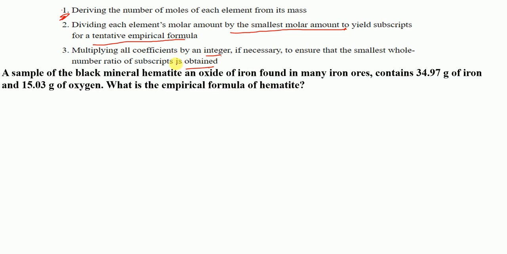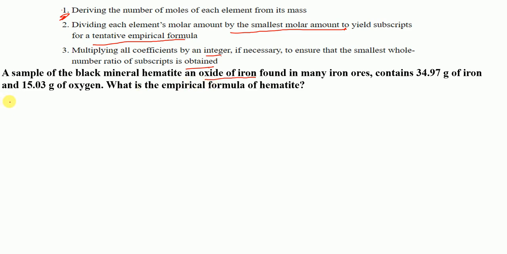So now let's take an example of a question. The question is that a sample of the black mineral hematite is an oxide of iron found in many iron ores. It contains 34.97 gram of iron and 54.03 gram of oxygen. What is the empirical formula of hematite?